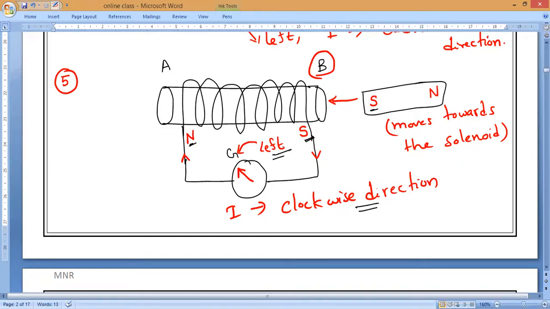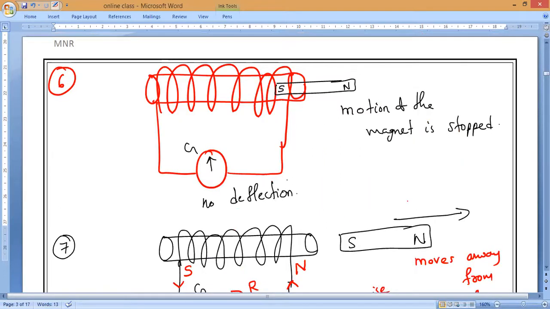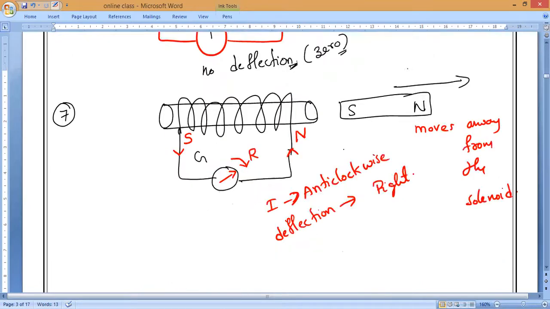Now, the sixth case, what is it? I kept the magnet inside, stationary. Again, no deflection, the pointer is indicated at the 0 point only. Now, when I push it outside, all of you remember, when the south pole is pushed outside, then the solenoid end here will be a north pole and here it will be the south pole. Then you can see, like a similar case to the second case, the current is moving in the anti-clockwise direction and the deflection is towards the right side. Is it okay, everybody?